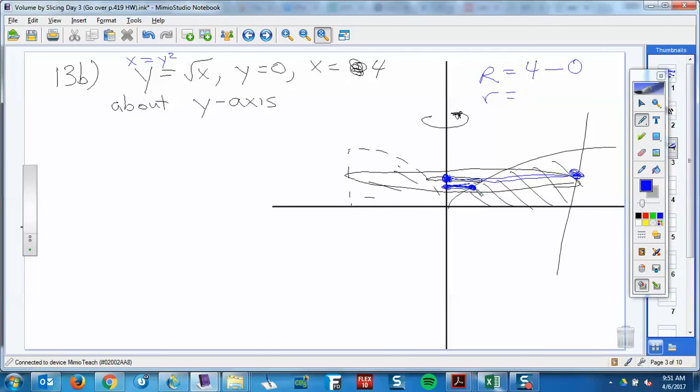So x equals y squared. So anyway, it's this x coordinate, y squared, minus this x coordinate. So it's y squared minus 0. So that might be where we had our problem.